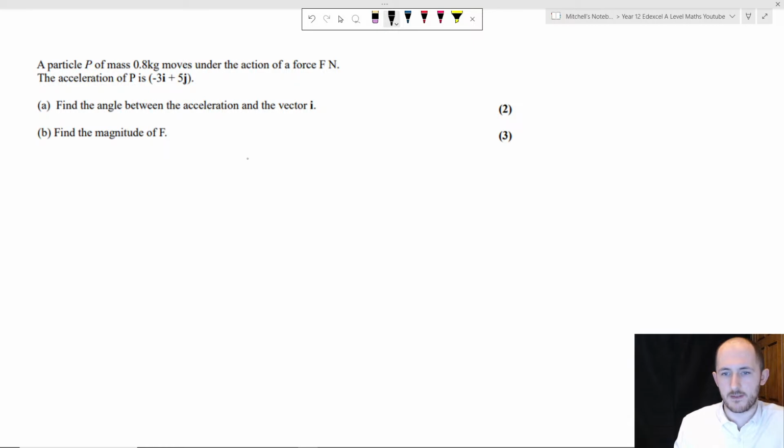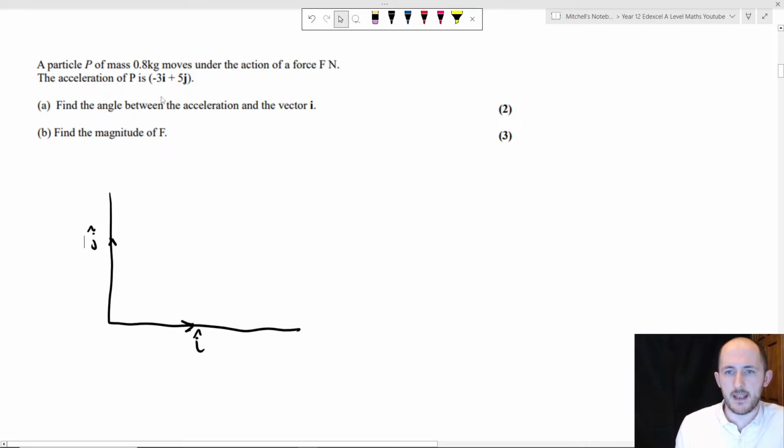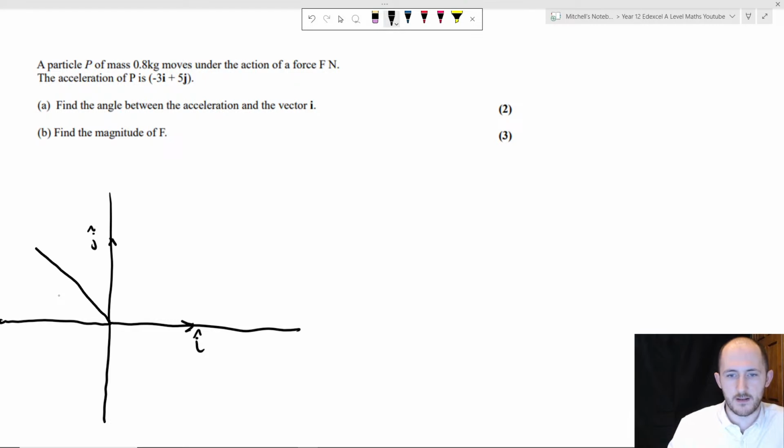So if you remember, if I just draw this out again, the i always acts to the right and j always acts upwards. Now here, I'm actually going to have to draw the negative axes as well. We have negative 3i plus 5j. So it's going 3 to the left and 5 up. So we have a vector that goes something like this. Okay, so negative 3i plus 5j. And we're trying to look for this angle here.